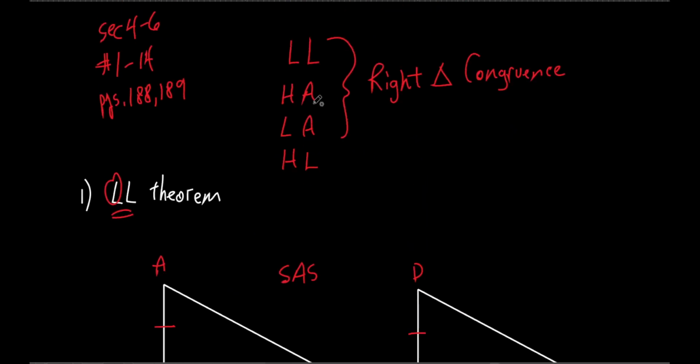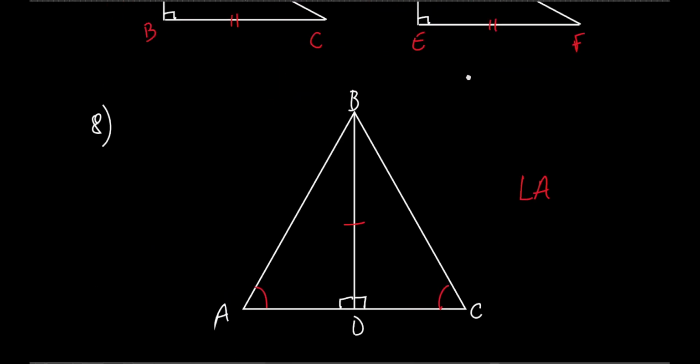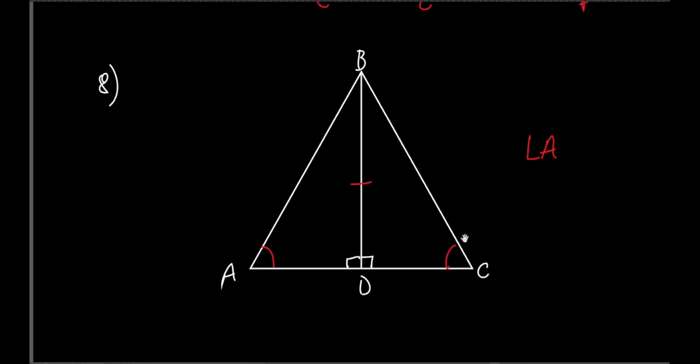Yep, right there. Okay. So, are these triangles congruent to each other? Yes. Why are they congruent to each other? Because of leg angle, right? They both have an angle and they both share that leg right there. Everybody with me?